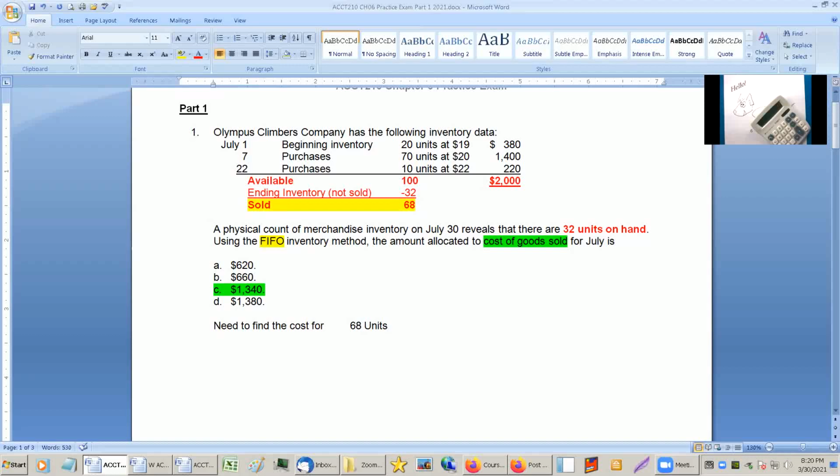All right, so we need to find the cost for 68 units. FIFO says the first one's in is the first one sold, so we will take July 1st beginning inventory, which was 20 units. So we take those. So these are gone. They're gone, they're never coming back. Okay.